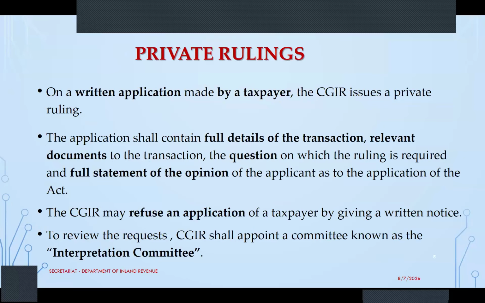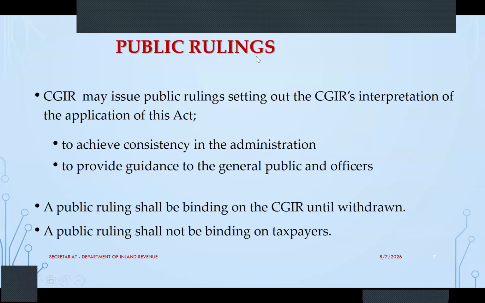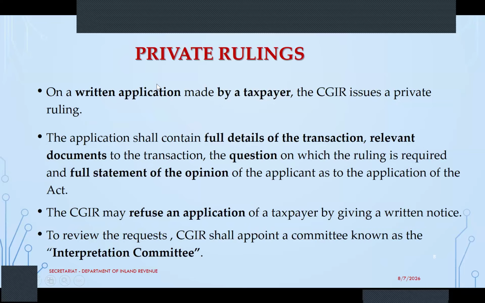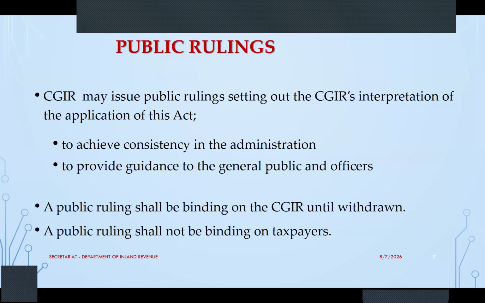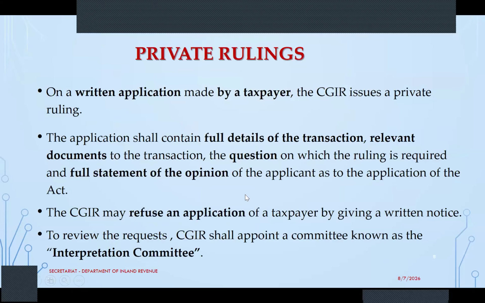Then what are the private rulings? First one is the public ruling. It is issued by the Commissioner General. It is the Commissioner General's interpretation. Then what are the private rulings? Private rulings are also issued by the Commissioner General, but to issue that kind of ruling, she has already formed an interpretation committee. Actually in the department we have an interpretation committee. That committee issues public rulings and private rulings both.